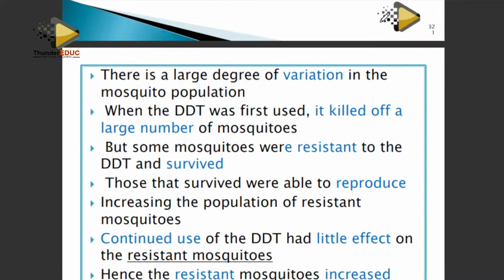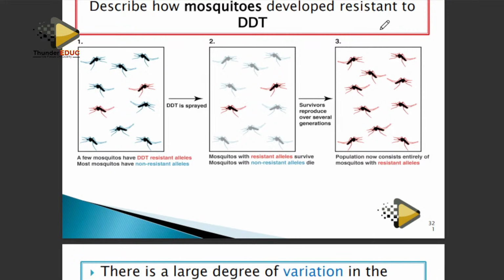It's the same story with DDT. These mosquitoes, how did they become resistant? These mosquitoes produce a large number of offspring. There is variation among the mosquitoes. Don't just stop there, you tell us the variation. Those which are resistant to DDT, which is an insecticide, like a doom, and those which are non-resistant to DDT.